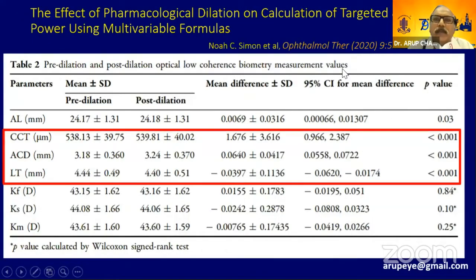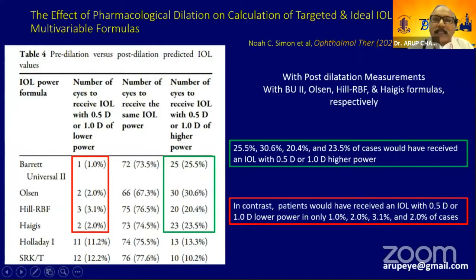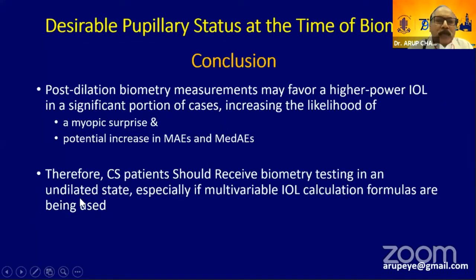This particular study, published in Ophthalmology and Therapy, showed that after dilatation, the anterior chamber depth shows a significant increase, and that has clinical bearing. See, for example, post-dilatation measurements with the Barrett, Olsen, Hill-RBF, and Haigis formulas overestimated the IOL power by 0.5 or 1 diopter in a significant chunk of the patients. So a cataract surgery patient should receive biometric testing in an undilated state.